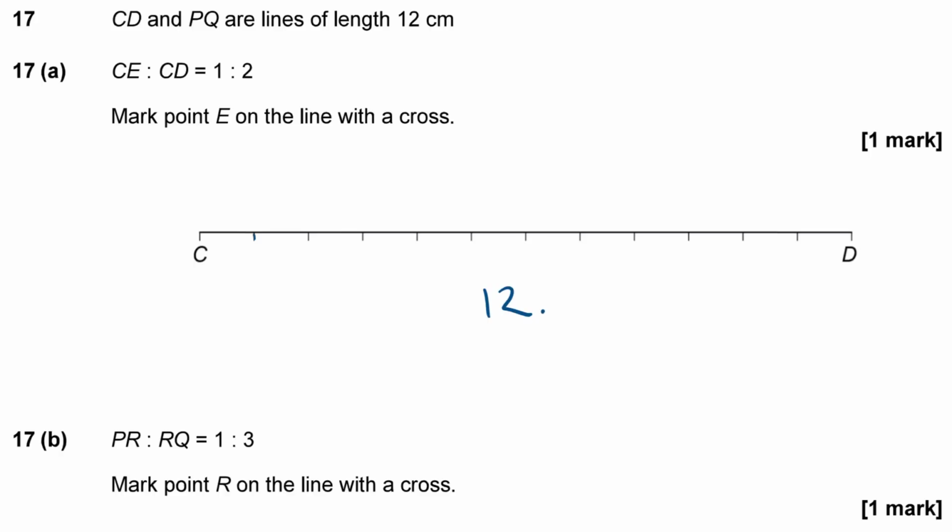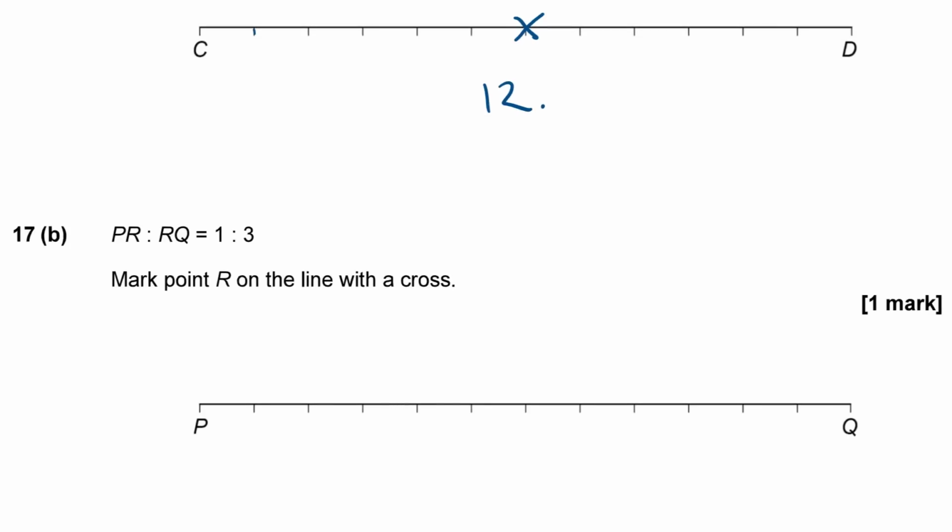So if we're told that the ratio of CE to CD is 1 to 2, and we know that CD is of length 12, well, I can see that 2 times 6 is 12. So this one must be times 6 as well. CE should be 1 times 6, which is 6 units in length. So mark E on the line with a cross. It's going to be 6 units up from C. 1, 2, 3, 4, 5, 6. It's going to be here.